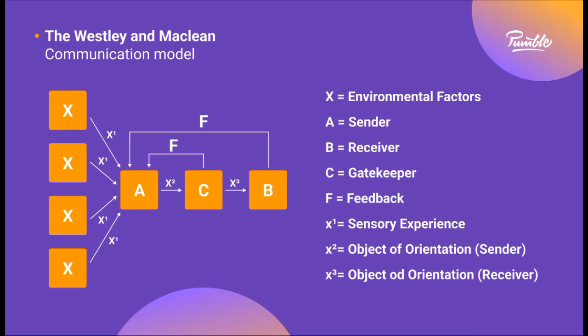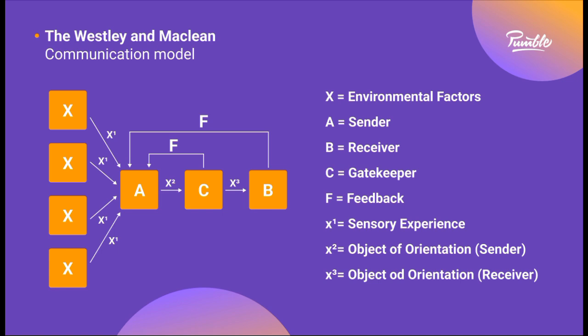The next one is the Westley and MacLean model of communication. This model focuses on communication in mediated environments and highlights how information flows through multiple sources before reaching the audience. It is primarily used for explaining mass communication. The communication process here does not start with the source or the sender, but rather with environmental factors. Objective orientation such as background, culture, and beliefs of the sender and the receiver of the messages are considered.